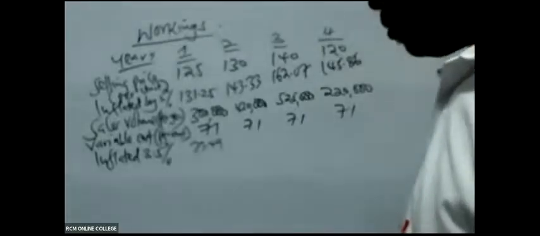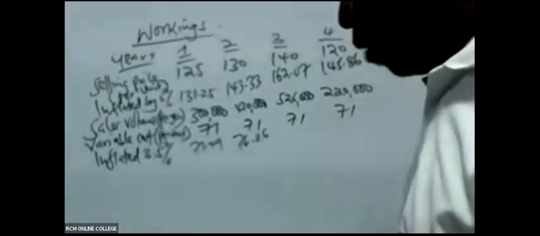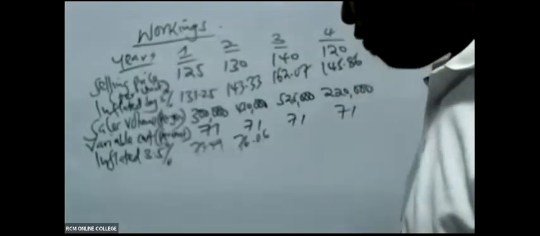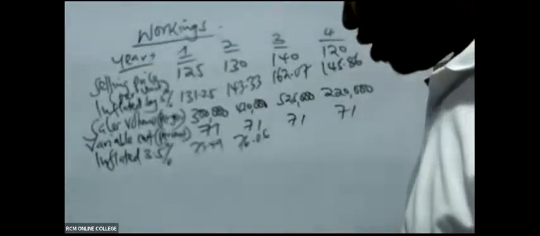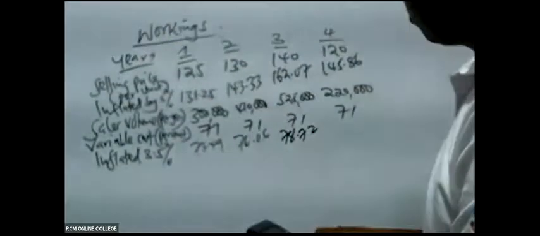Some are saying it's complicated. Then 71 times 1.035, raised to 2 years, you will get 76.06. Then come to year 3: 71 times 1.035 raised to 3 years, you get 78.72.